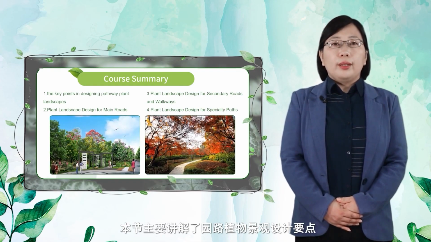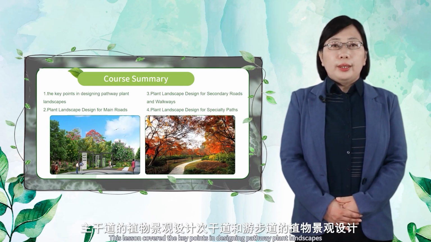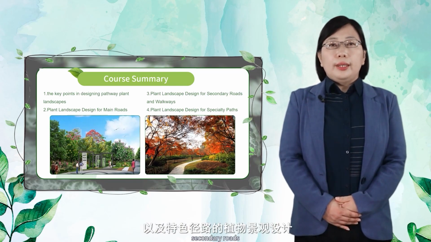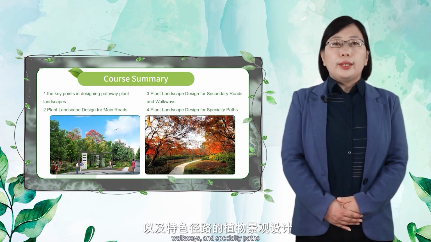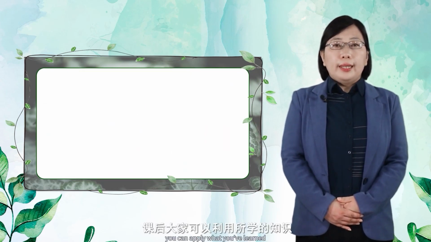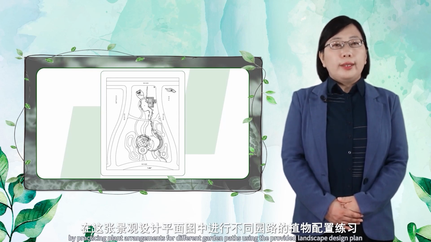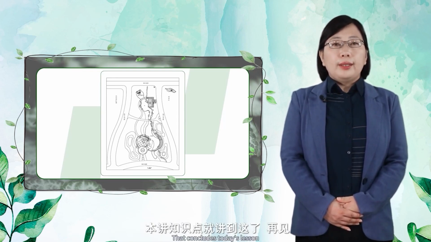Course summary. This lesson covered the key points in designing pathway plant landscapes, including the design of main rows, secondary rows, walkways, and specialty paths. For your homework, you can apply what you've learned by practicing plant arrangements for different garden paths using the provided landscape design plan. That concludes today's lesson.